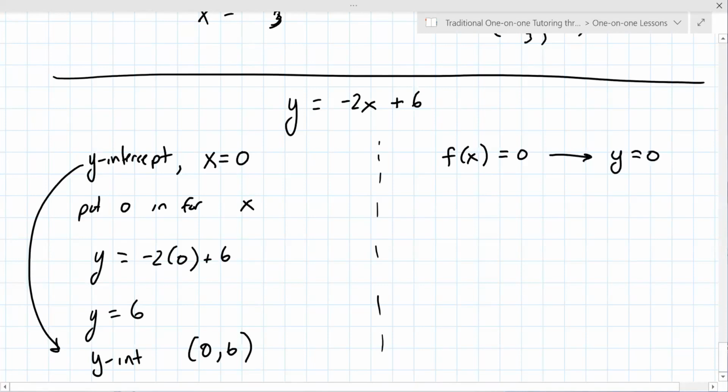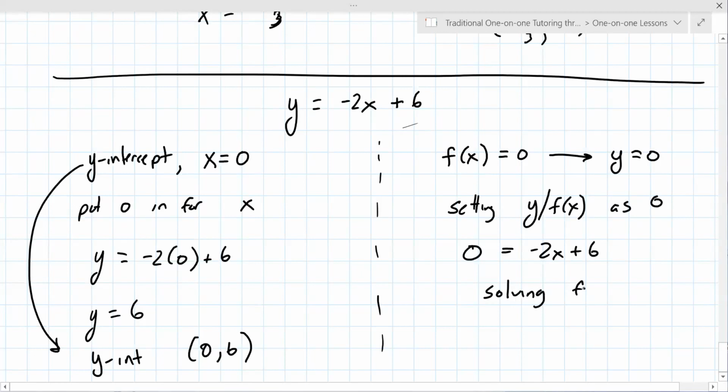This you have to interpret to mean y equals 0. And here's the action step: you're setting either y or f of x, whichever one is given, as 0. So look up here. Do you have a y or do you have an f of x? I have a y. So y is 0 this time. And then the action step from here is you're solving for x.